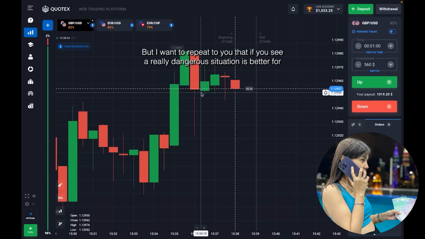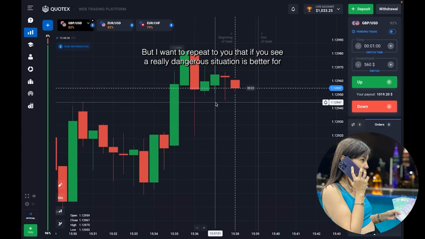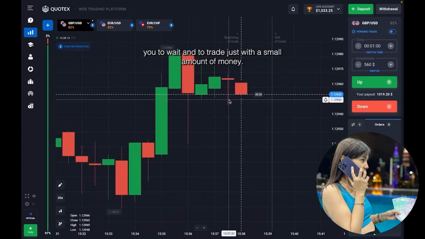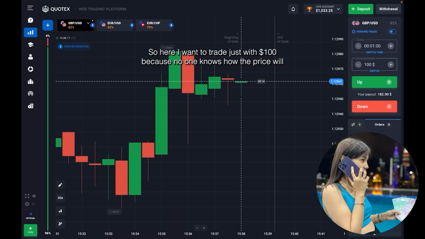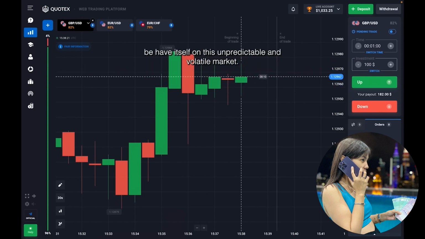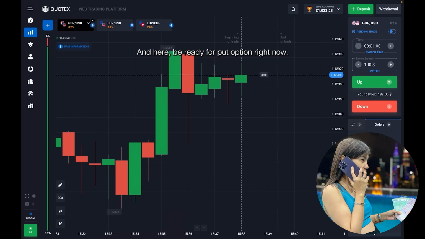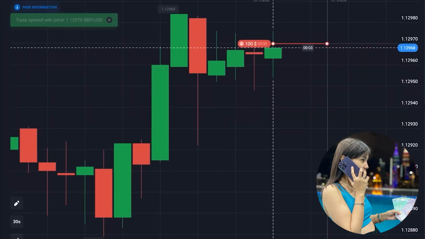I think I want to repeat to you that if you see a really dangerous situation, it's better for you to wait and trade just with a small amount of money. So here I want to trade just with $100, because no one knows how the price will behave itself on this unpredictable and volatile market. So here be ready for put option right now.